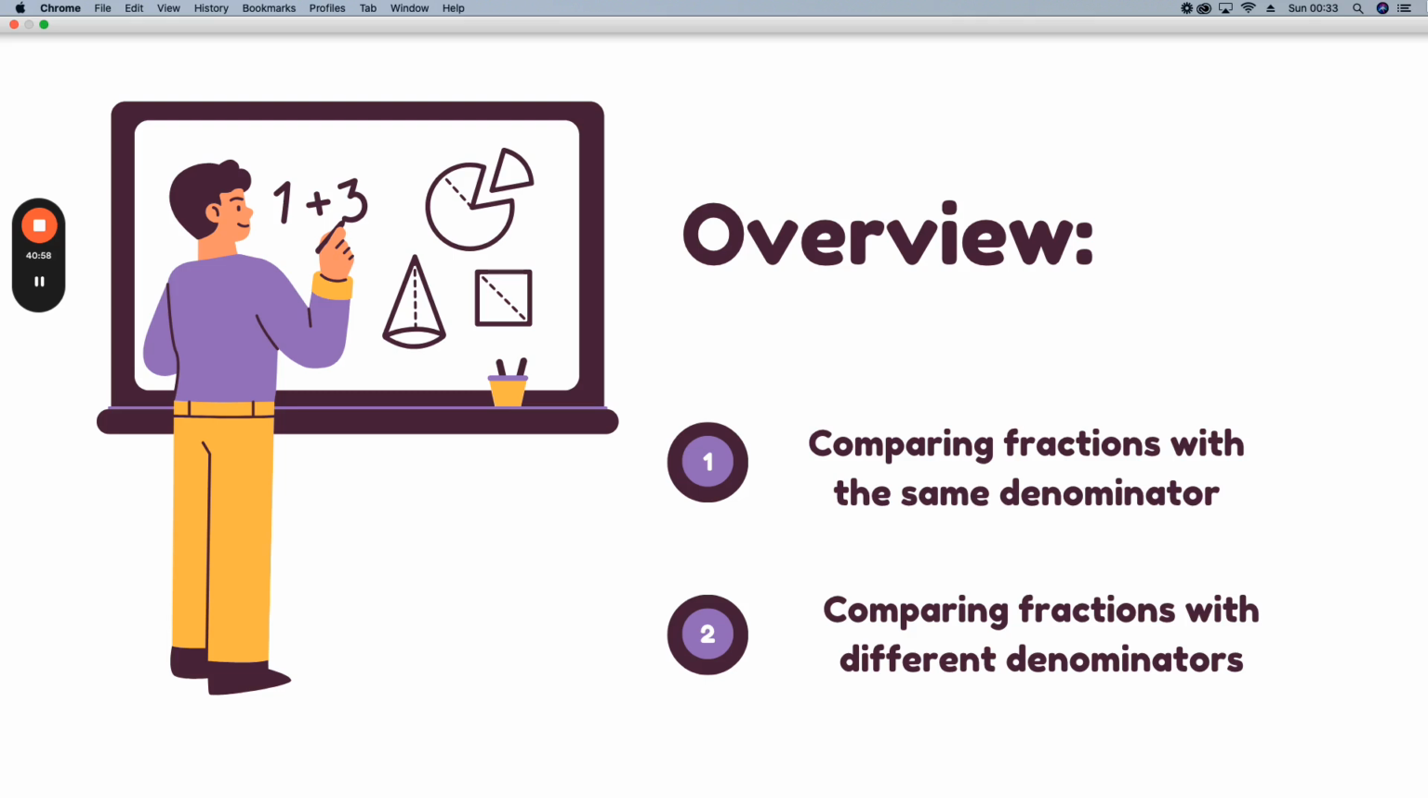So that was today's lesson, and in the next lesson we will be looking at how to add and subtract fractions. So adding fractions with the same denominator and subtracting, and also fractions that have different denominators, adding and subtracting them. So that was today's lesson.